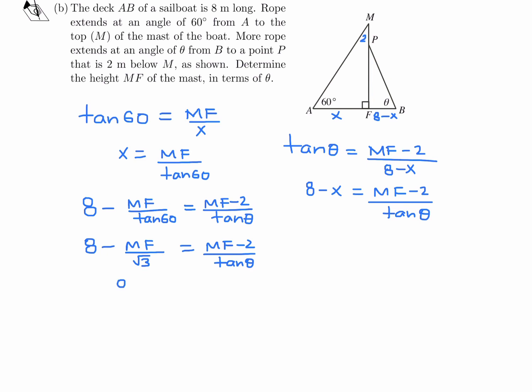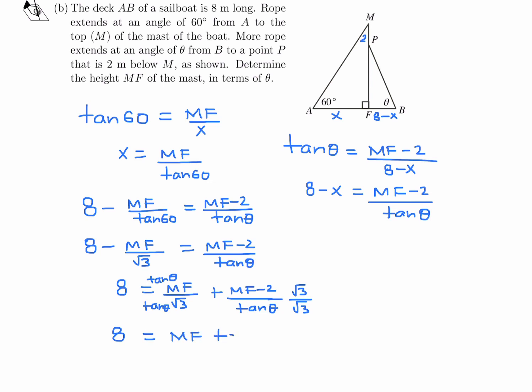Put all the MFs on one side, and then that will give you MF over root 3 plus MF minus 2 over tan. And we've got this kind of unorthodox fraction. So to a common denominator, root 3 tan theta and tan theta, multiplying top and bottom here. So I've got 8 is equal to MF tan theta plus root 3 MF minus 2 root 3 all over root 3 tan theta.